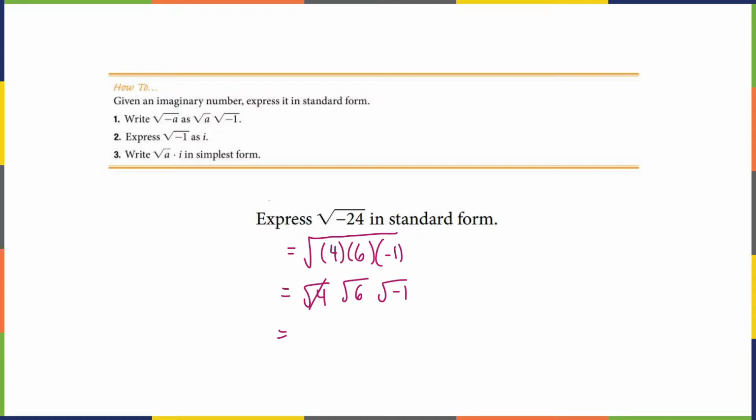The square root of 4 is 2. I don't know the square root of 6, and it doesn't break down anymore. And the square root of -1 is i. So you see, by doing it all in one step, you're actually going to save yourself a lot of work.